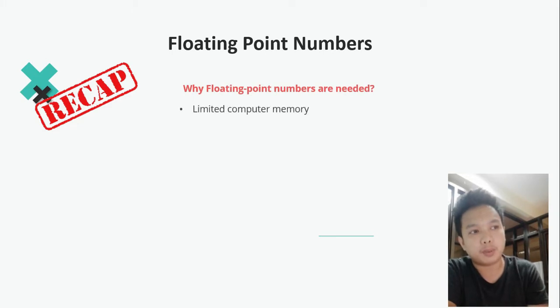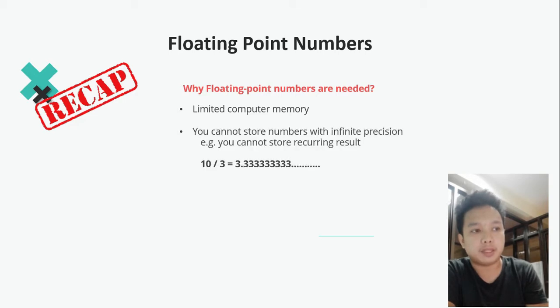First is why floating point numbers are actually needed. First is limited computer memory, and you cannot store numbers with infinite precision. Example, you cannot store recurring results. 10 divided by 3 is equal to 3.3333 to infinity. And the most important is the speed and efficiency.